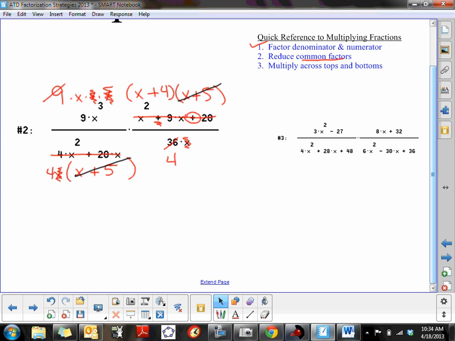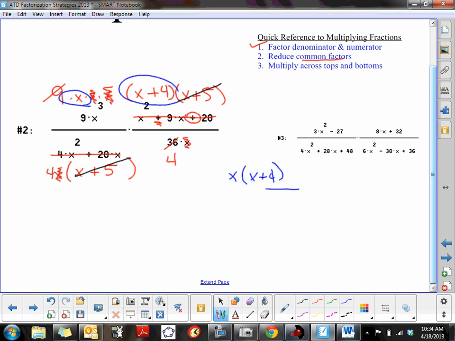Okay, now I've got to see what survived all this. What's the only thing that survived? In the tops, what are the things? An x and x plus 4, so we're going to write down x times x plus 4 over 4 times 4, which is 16. Now with these multiplication ones, you do want to multiply your denominators out. Addition, subtraction, you were not required to do anything with those, but that's your rules on multiplication, division. Multiply the tops and bottoms.